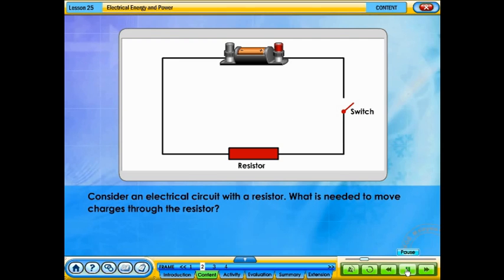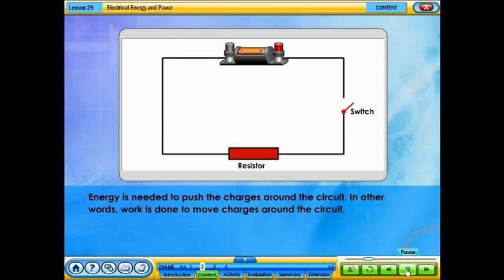Consider an electrical circuit with a resistor. What is needed to move charges through the resistor? Energy is needed to push the charges around the circuit. In other words, work is done to move charges around the circuit.